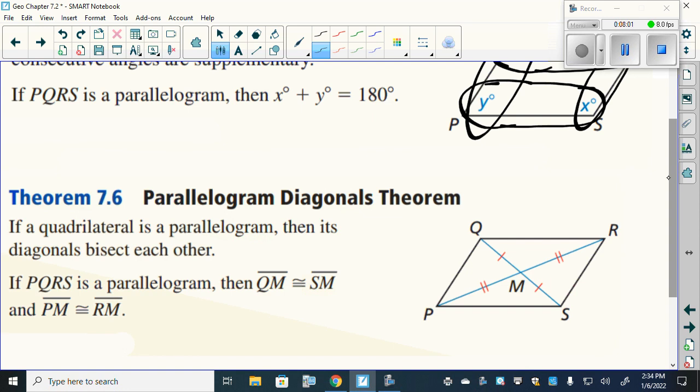Now, we also have that the diagonals of a parallelogram bisect each other. They cut each other in half.